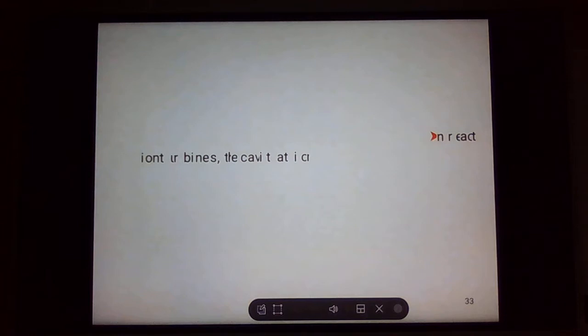So next, how can we measure the cavitation? There is a factor to measure this cavitation. That factor you can call sigma.